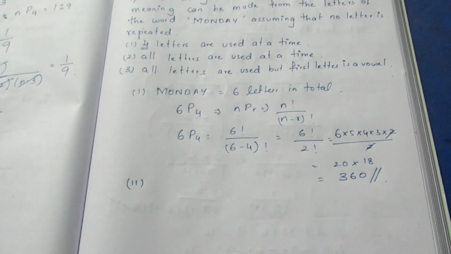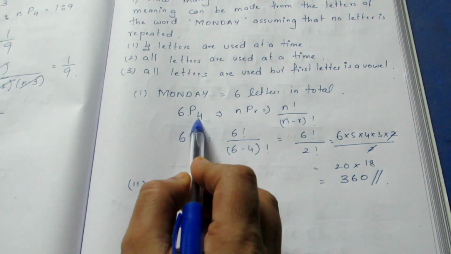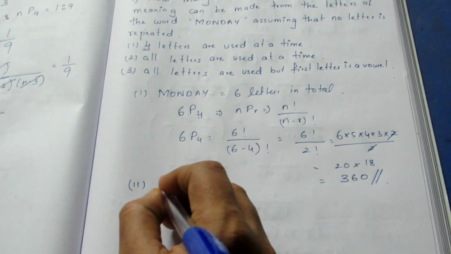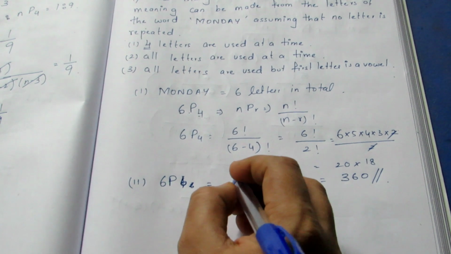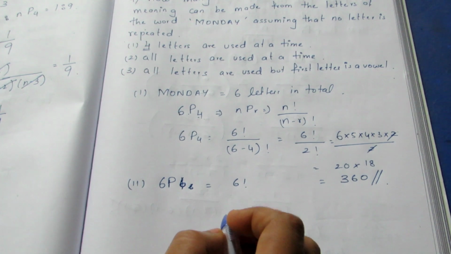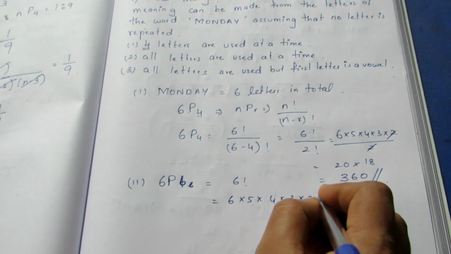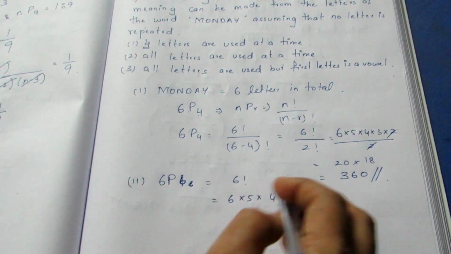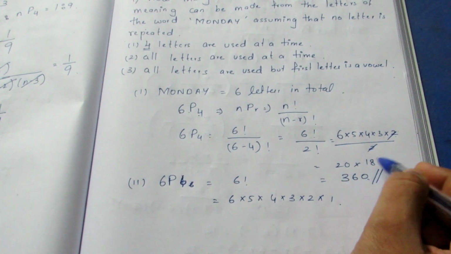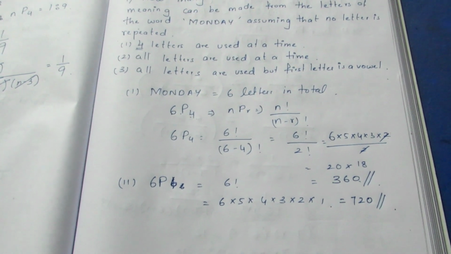In the second one, all letters are selected at a time. So we are selecting every letter. From 6 letters we are going to select all the letters. That means it will be 6P6, which is 6 factorial by 6 minus 6, that is 0 factorial. 0 factorial is 1. So 6 into 5 into 4 into 3 into 2 into 1. Just multiply 2 with this because we have cancelled 2 on the numerator. So 360 into 2 is 720 ways. So your final answer for the second sum will be 720.